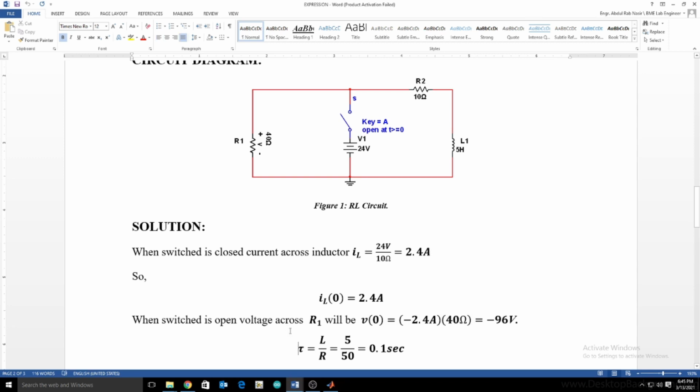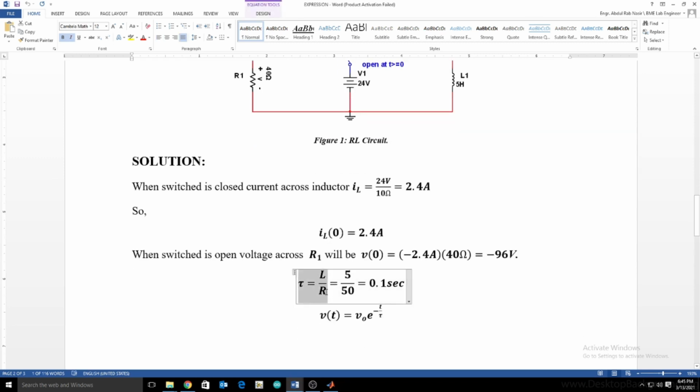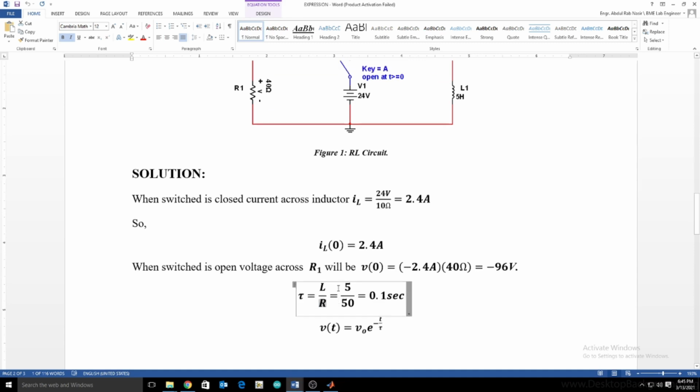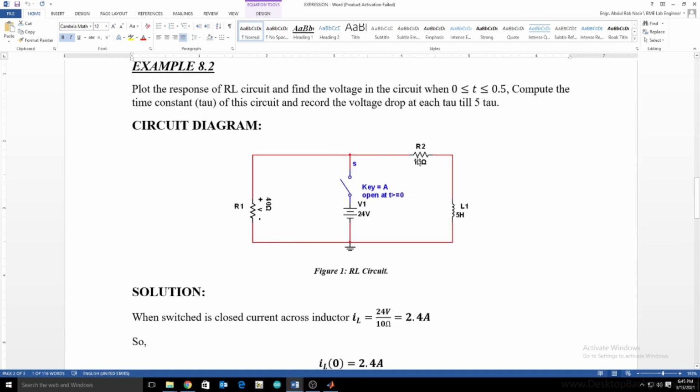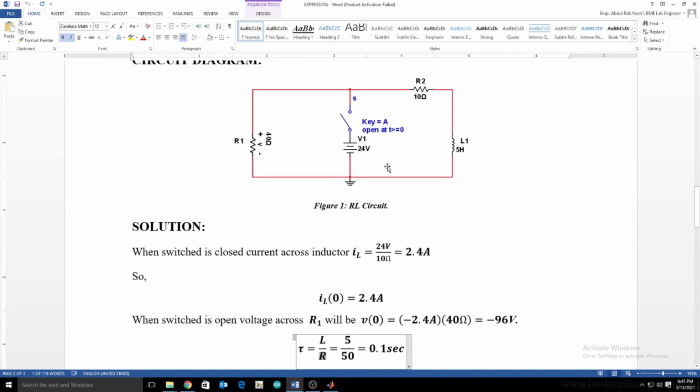And the time constant of this circuit will be L upon R. The R will be 50 ohm, just because 40 and 10 ohms are in series, and in series we have to sum the resistance. Inductance is 5 Henry. This is the simple time constant tau formula for RL circuit, and the time constant we have found is 0.1 second.